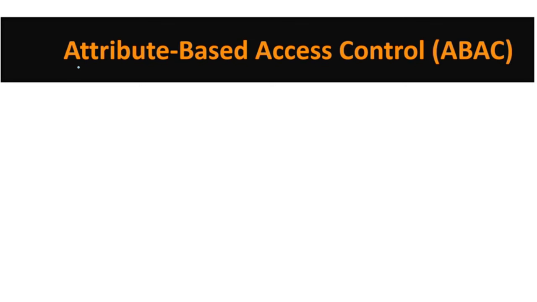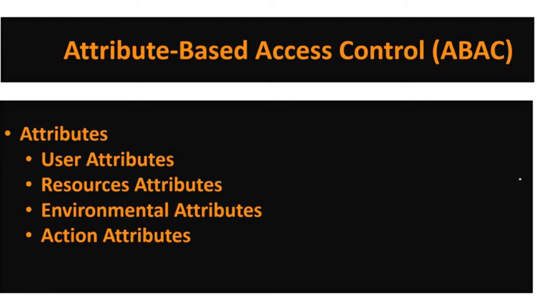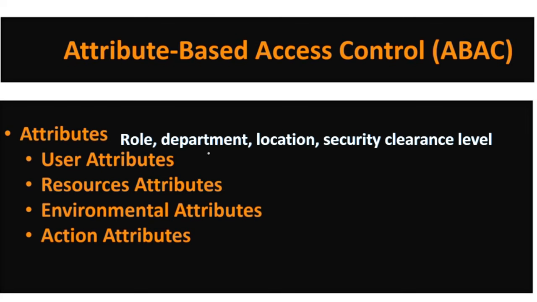So there are 2 key components of attribute-based access control. The first one is the attributes themselves. These are the characteristics or properties that define users, resources, actions, and environments. So there are user attributes. These are the properties of the user such as department, role, location, and security clearance level. Like for example, if it is an employee role, it can be financial analyst, or department can be audit.